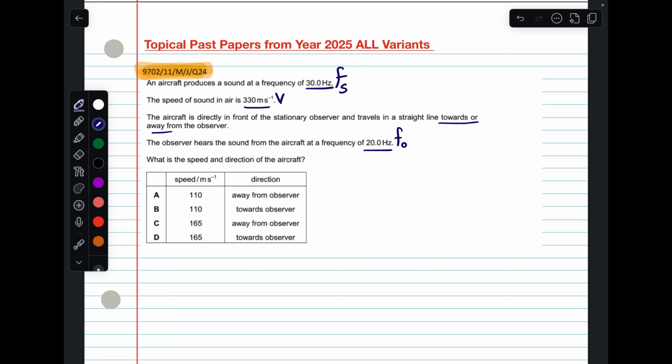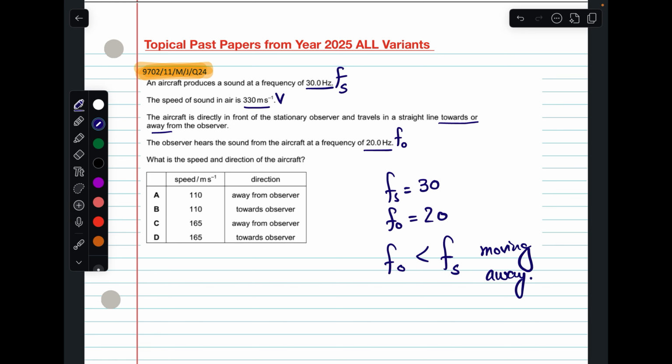If you notice in this question, Fs is equal to 30, whereas F naught is equal to 20. So you can simply say that the observed frequency is less than the source frequency, so it's moving away. Frequency is decreasing, it means that the source is moving away. So when it's moving away, we will use the formula F naught is equal to V over V plus Vs, times Fs. Now we just have to put the values.